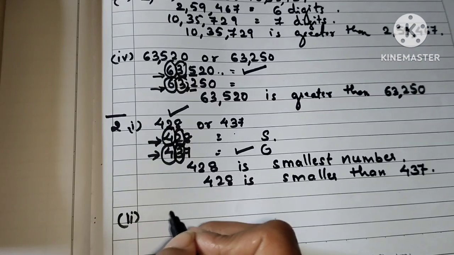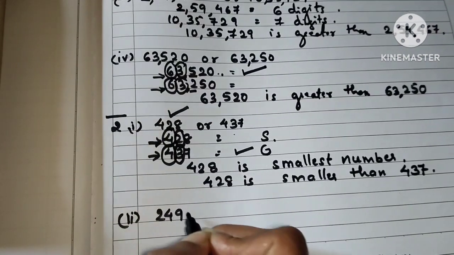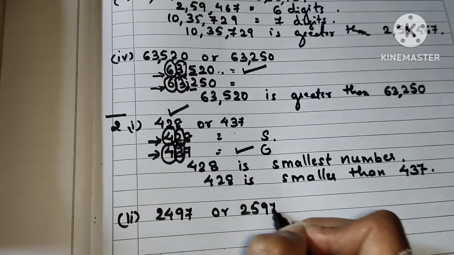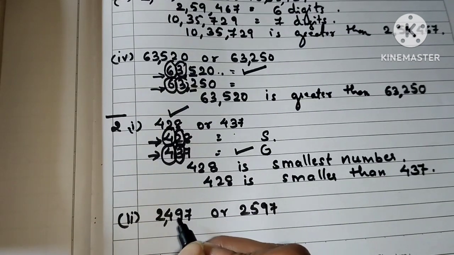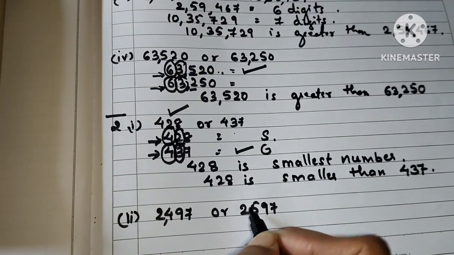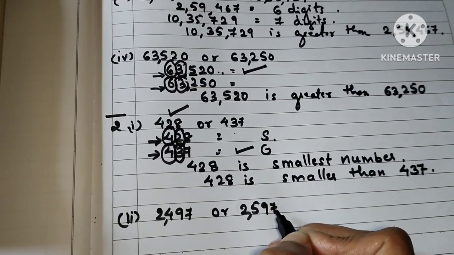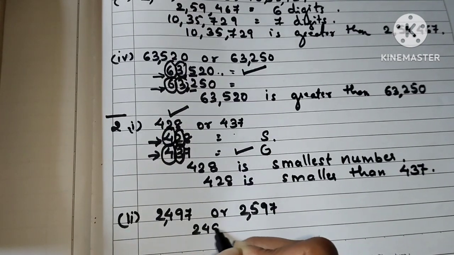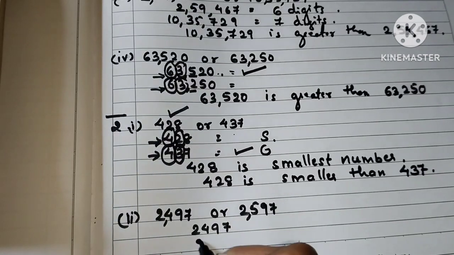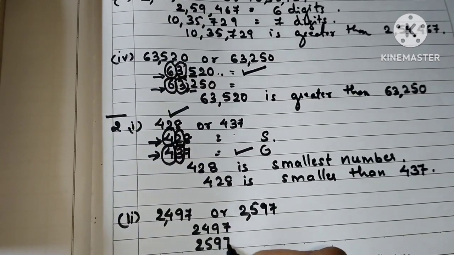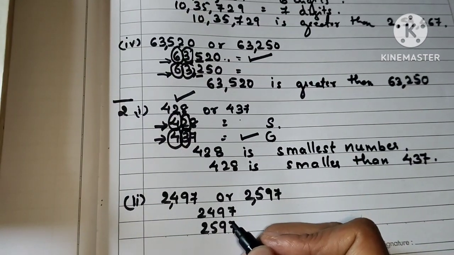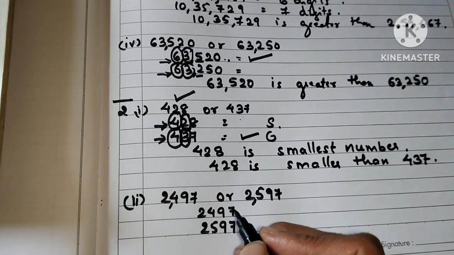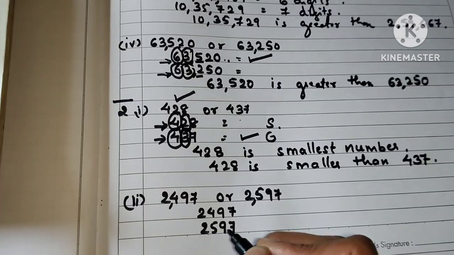What is the second question? 2497 or 2597. Now we'll compare 2497, 2597. Here the first rule, what we have to say? The first rule is count the number of digits. 1, 2, 3, 4, 1, 2, 3, 4.